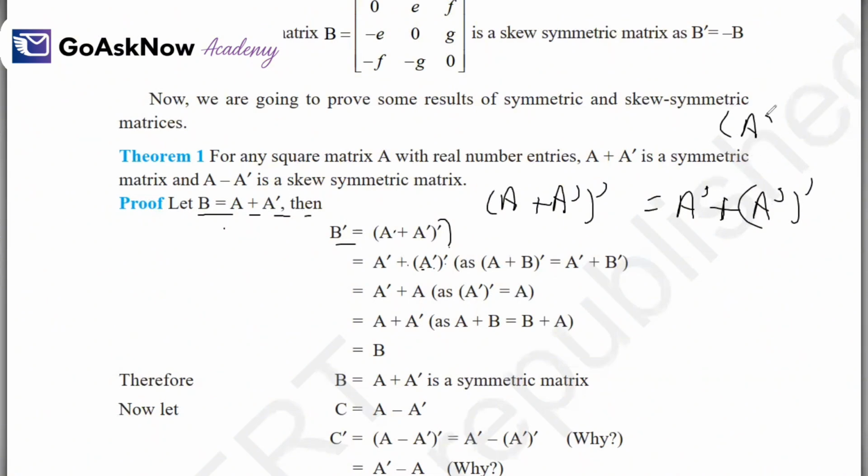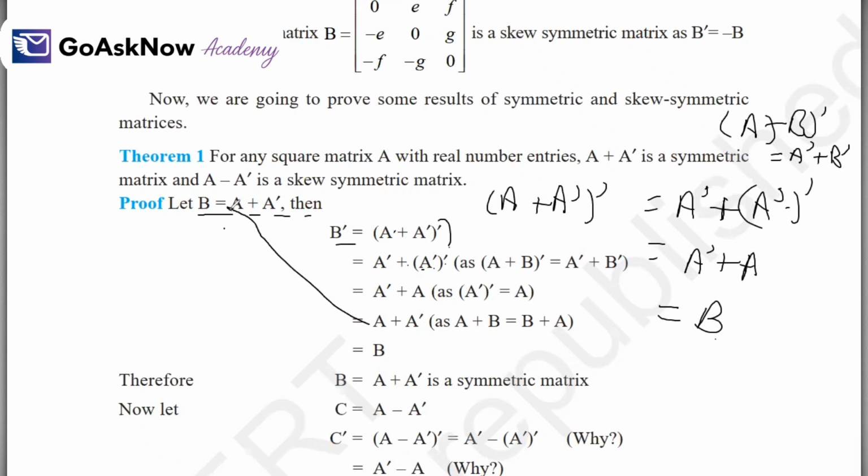Because A plus B whole dash is equal to A dash plus B dash. This property you have seen already. So it will come equal to A dash plus A dash dash, which is A dash plus A, because A dash whole dash is equal to A only. And it is coming out equal to B only. Why is it coming equal to B? Because A dash plus A is what you already assumed as B. Therefore, B is equal to A plus A dash is a symmetric matrix, because it is coming equal to B only.